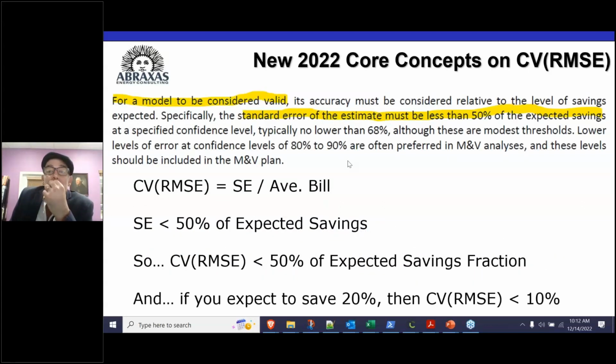Okay, this is the core concepts document put out this year by EVO. It says that the standard error of the estimate must be less than 50% of the expected savings. This is actually really confusing, but basically it is this: the CVRMSE should be less than 50% of the expected savings fraction. In other words, if you're going to save 20%, then your CVRMSE should be less than 10%. That's basically what it's saying.